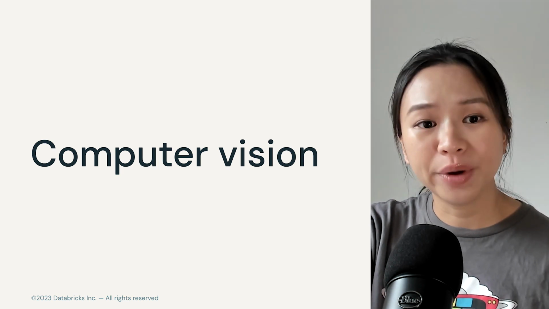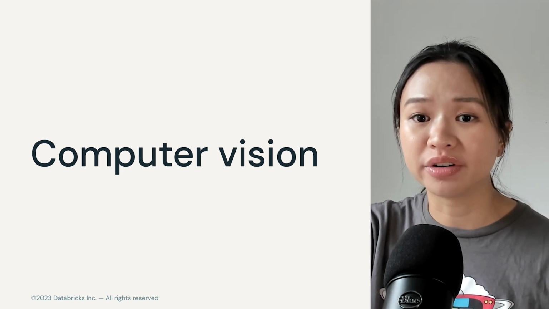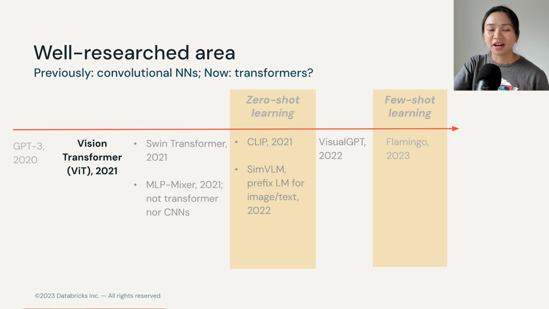Let's first look at how we can use transformers for computer vision. How to use transformers for computer vision has been quite well researched ever since 2021. Before then, the de facto architecture for computer vision was convolutional neural networks. The models I included in this slide represent milestones in the field of computer vision. I won't go over every single model that I've outlined here.